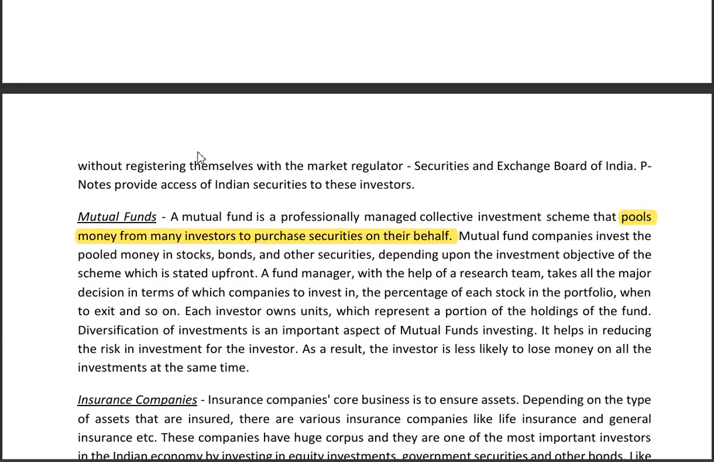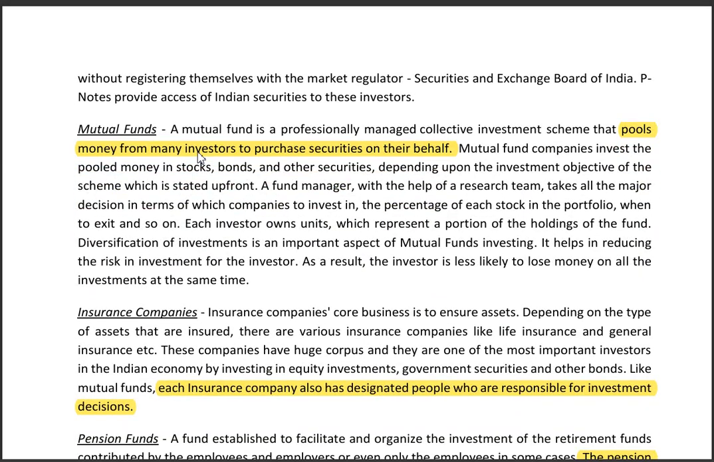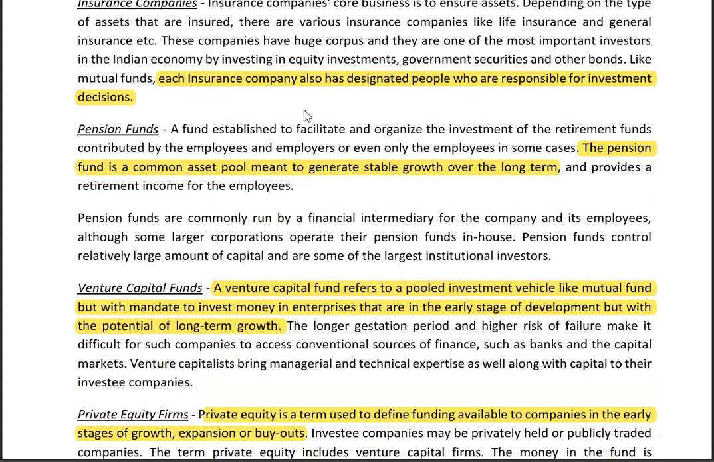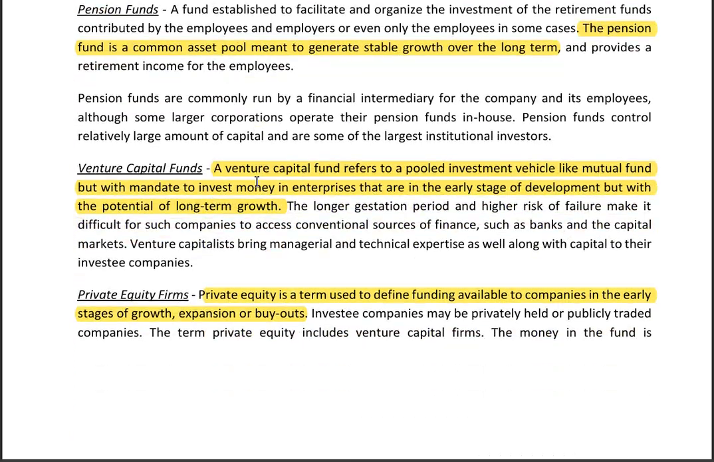Mutual funds: a pool of money invested in a group of securities with the hope to generate returns. Insurance companies mainly sell their insurance products. The insurance involves life insurance, general insurance, health insurance, etc. These companies have huge corpuses and they are one of the most important investors in the Indian economy. Pension funds: a fund established to facilitate and organize the investment of retirement funds. The pension fund is a common asset pool meant to generate stable growth over time.